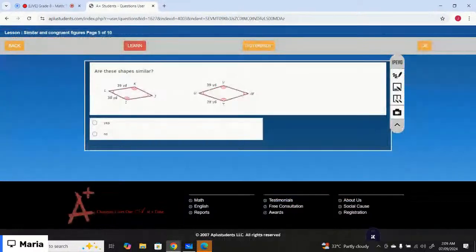Are these shapes similar? That's the one we just did in the tutorial. So which is the correct option?